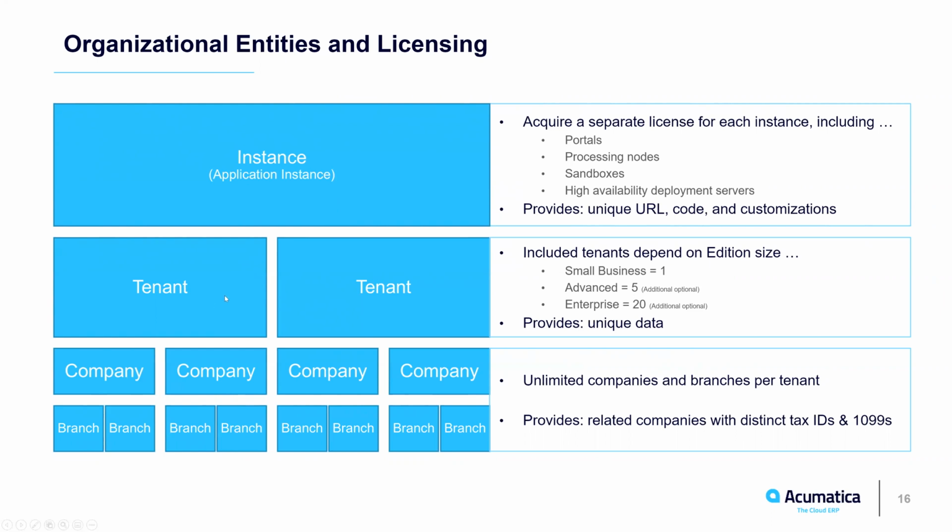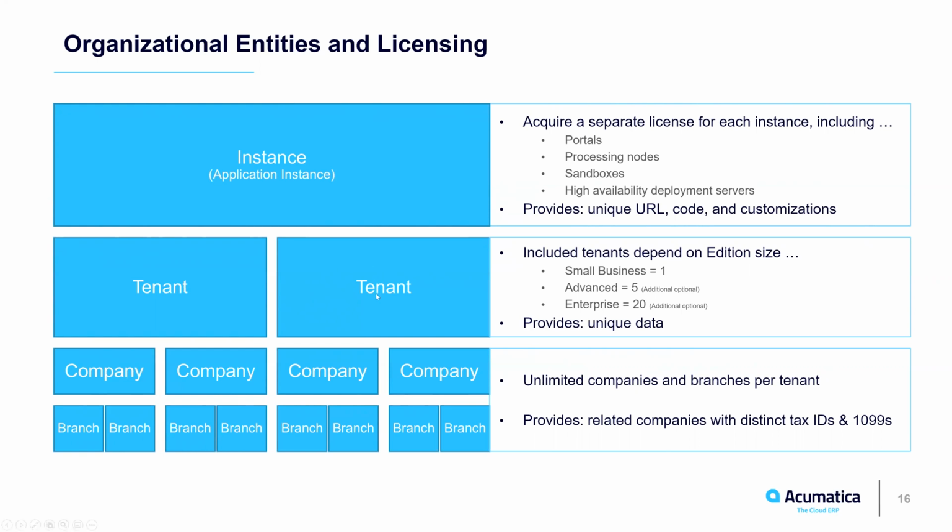Okay, so when you buy the software, Small Business Edition is limited to a single tenant. Okay, Advanced Edition comes with 5 tenants, but you can add as many tenants as you like at extra price. Okay, and Enterprise Edition comes with even more. A tenant is completely separated data.